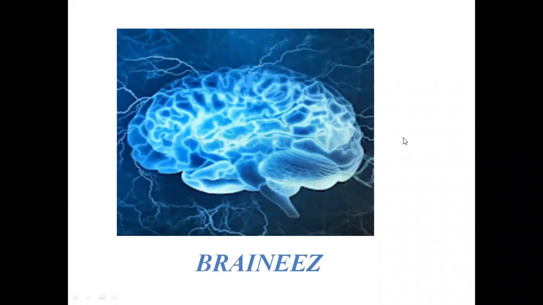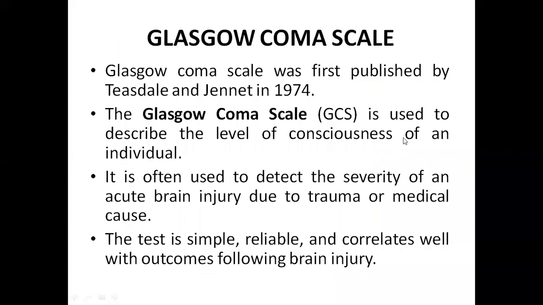Today we are going to discuss the topic Glasgow Coma Scale. Glasgow Coma Scale is one of the important scales in the assessment of higher mental functions. It was first published by Teasdale and Jennett in the year 1974. This scale is used to describe the levels of consciousness of an individual.